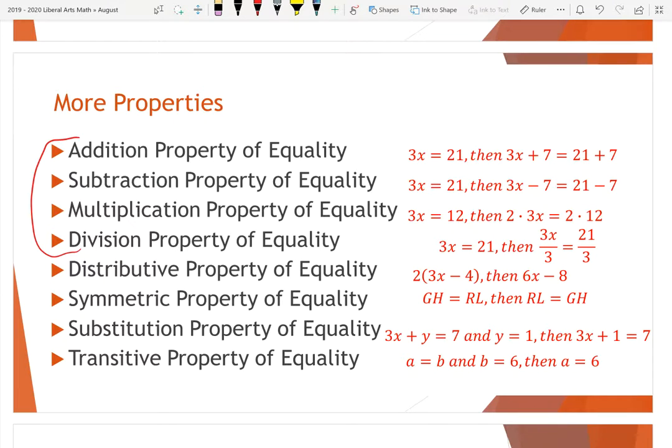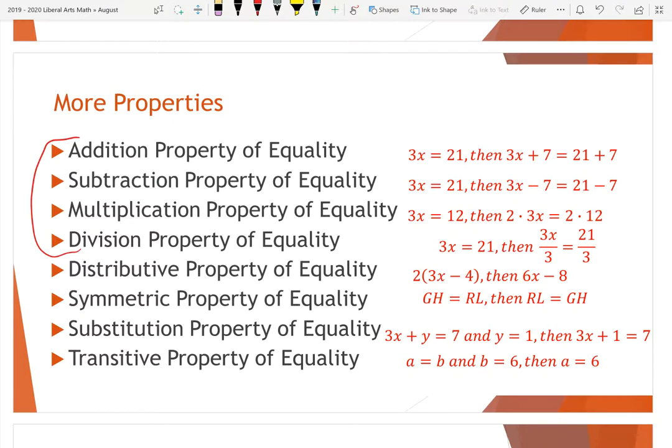But now let's talk about the distributive property of equality. Distributive property of equality is saying something like, if you have 2 times (3x minus 4), you can distribute the 2 to both parts of that parentheses, 2 times 3x making 6x, and 2 times negative 4 making the negative 8. So these would be equal through the use of the distributive property.